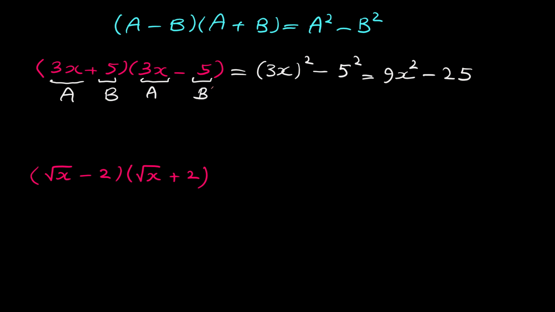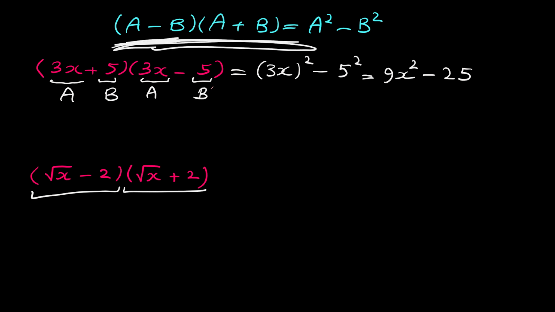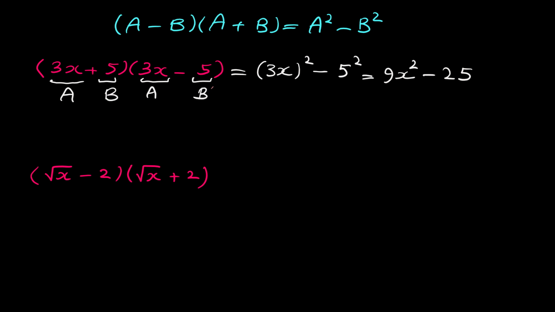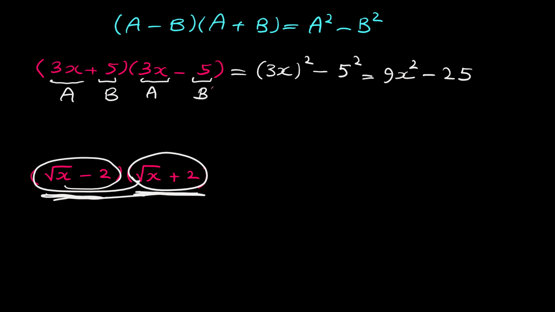As you can see here, also we have two expressions that have this format. a minus b, a plus b: radical x minus 2, radical x plus 2. As you know, when we have expressions like this, we say these expressions are conjugates of each other. What is the conjugate of radical x minus 2? Radical x plus 2. What is the conjugate of radical x plus 2? Radical x minus 2. These are conjugates of each other.